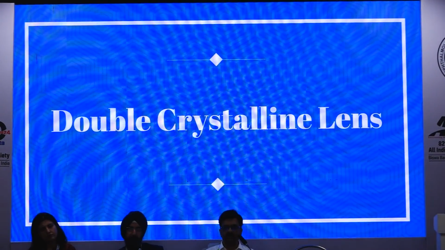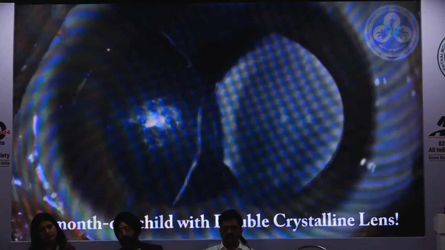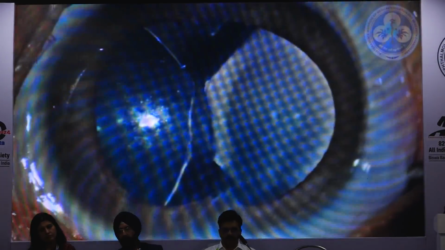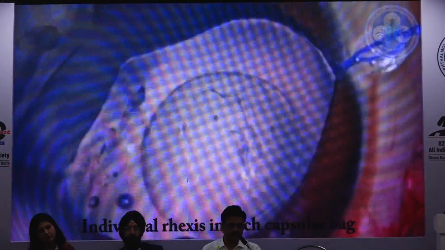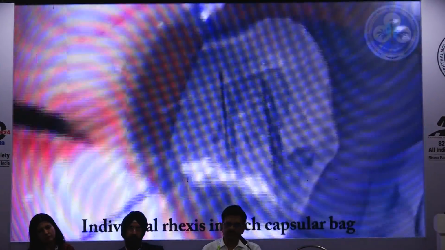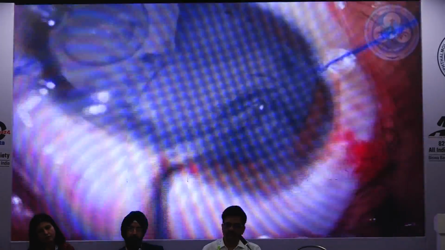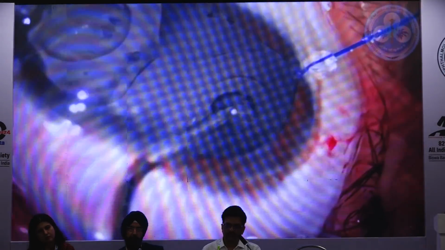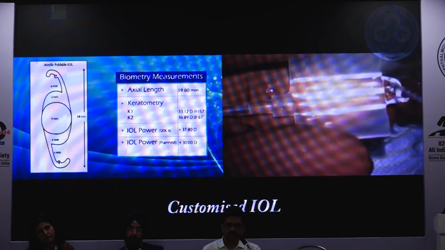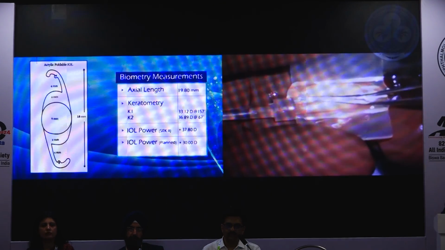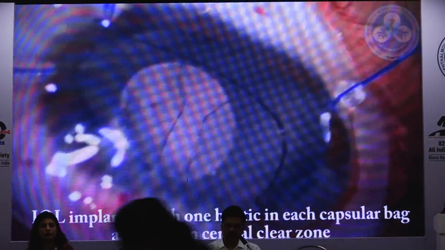And then comes a double crystalline lens. I did this, a very small clip, having two lenses in the same eye. Here I think this is the only case where I did two continuous curvilinear capsular axes on each of the lobes of the lens, and we designed a customized IOL. And this was an 18 mm long IOL which was implanted into each of the capsular bags.